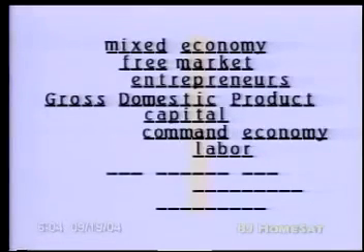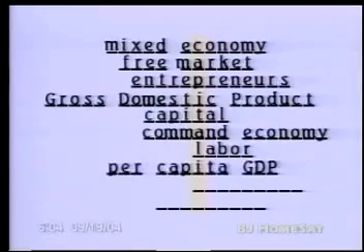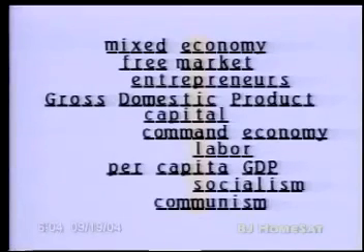Number 8, a more meaningful measure of the wealth of nations. That is per capita GDP. Number 9, an economic system in which government owns major industries. Okay, that is socialism, which goes along with a command economy. And then our last one, an extreme form of socialism. And that is communism.